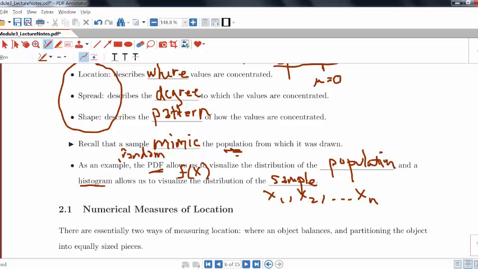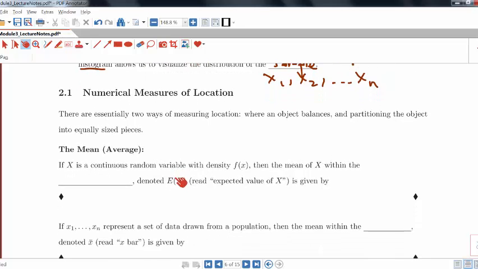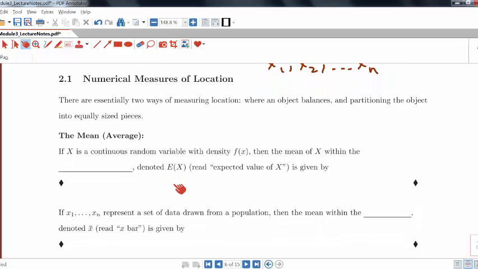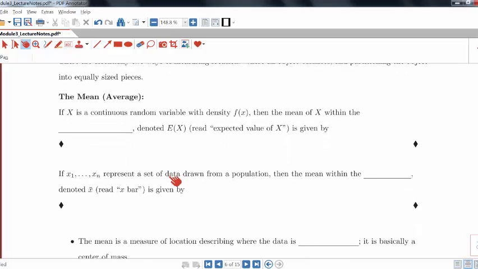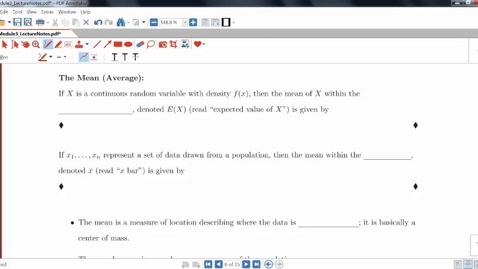So let me go ahead and, I figured out how to move this guy up. So how do we calculate these measures of just location, first of all? So I'm going to go down to the sample first, because I think it makes more sense. If these are the values that are your sample data set, then the mean within the sample we always call x bar. So this is the mean for a sample.